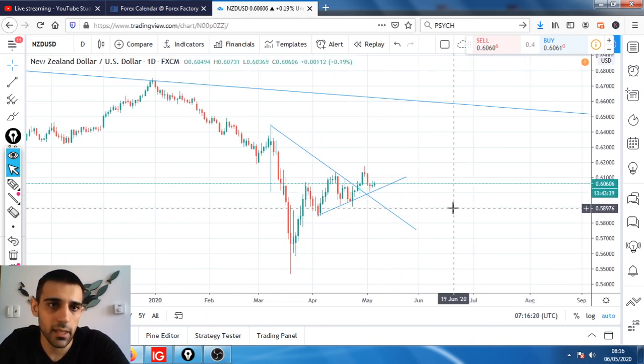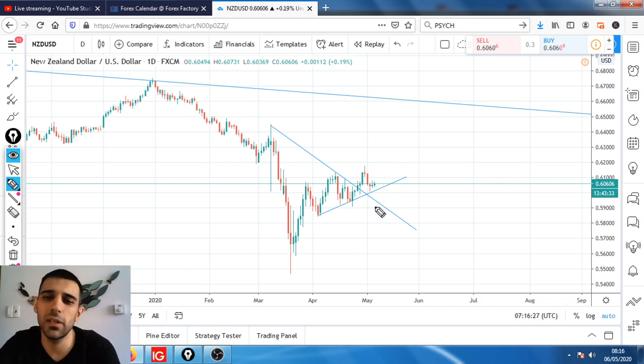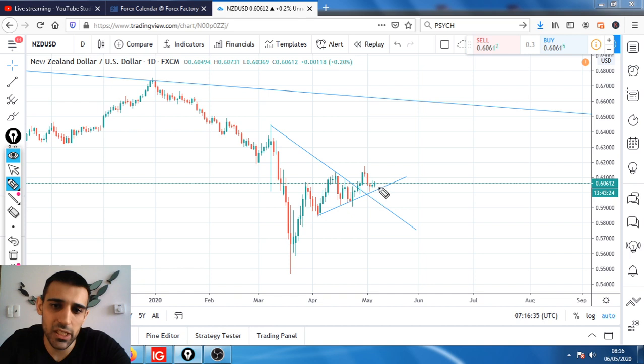So in this case, this is the New Zealand dollar US dollar starting from the daily time frame. We can see for the last 2 days, from the start of this week, we have these weird candles. What I mean by weird is that they're kind of indecision candles. So the price is not really going anywhere, so it does not really show what the price wants to do.